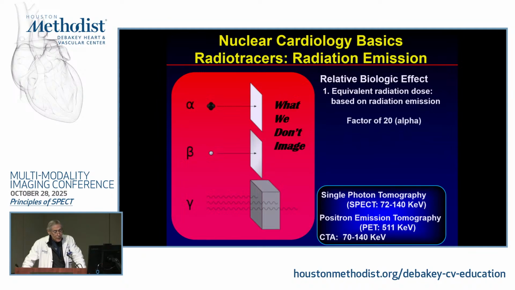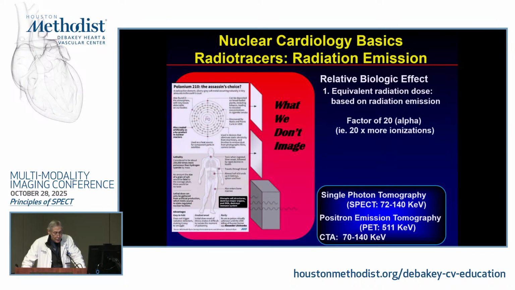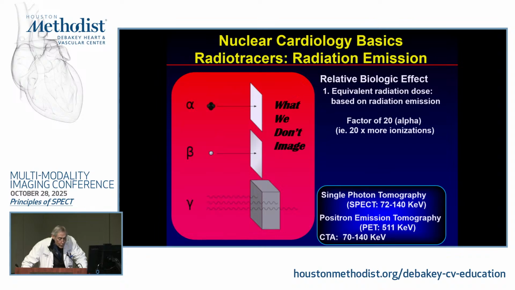And so if you look at alpha particles, they're actually the most dangerous. They have a factor of 20 in terms of the number of ionizations per particle. So they can be very devastating, even though they can be basically stopped by a piece of tissue paper. And then we also have gamma rays and beta particles, which can be stopped by simply a piece of paper, not even a tissue paper, but just a piece of paper.